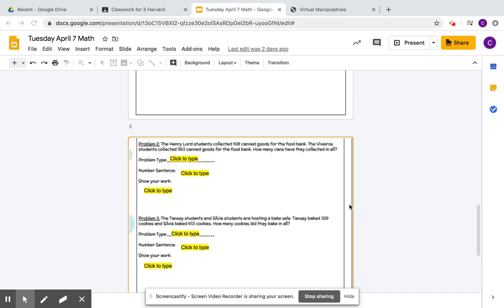Problem 2. The Henry Lord students collected 428 canned goods for the food bank. The Viveris students collected 563 canned goods for the food bank. How many cans have they collected in all?